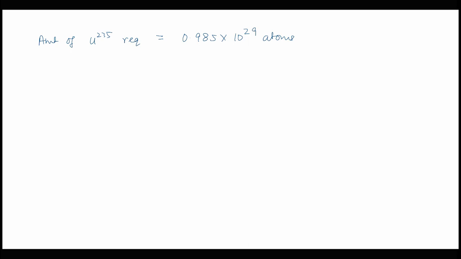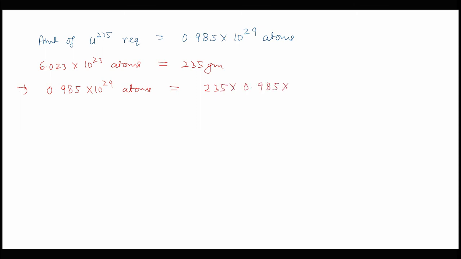So we can say that 6.023 into 10 to the power 23 atoms of uranium weighs 235 gram. So from here I can say that 0.985 into 10 to the power 29 atoms is going to weigh 235 into 0.985 into 10 to the power 29 divided by 6.023 into 10 to the power 23. So this is the value which will be obtained in gram.